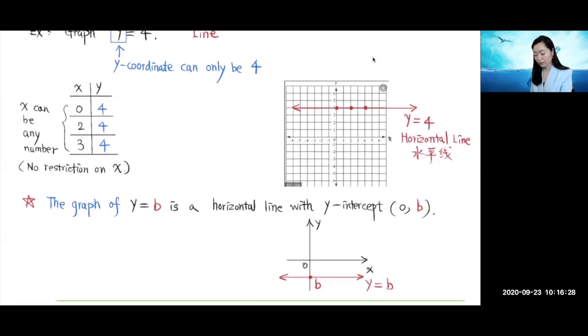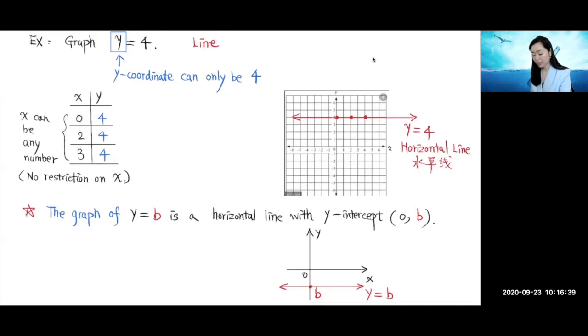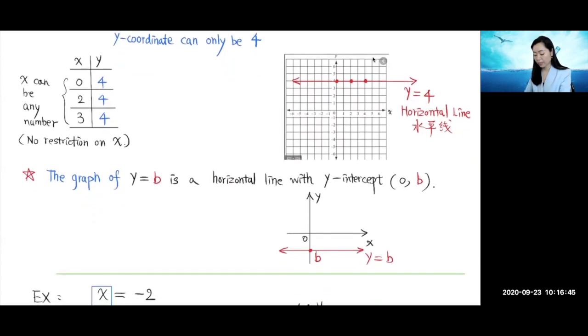Now, you might observe that if you have an equation, y equal to a number, then it's going to be a horizontal line with the y-intercept (0, b). So you locate b on this y-axis, and then you draw a horizontal line that goes through this point. So this will be the graph of this equation.